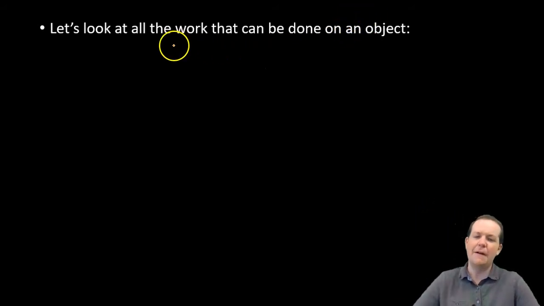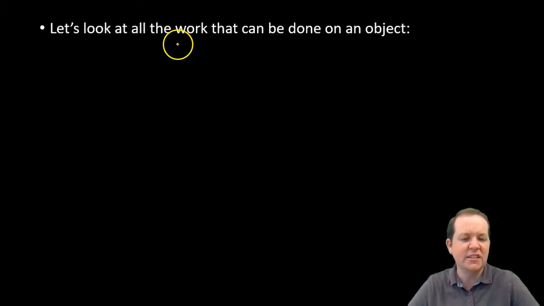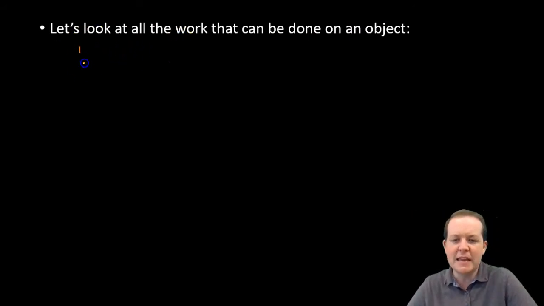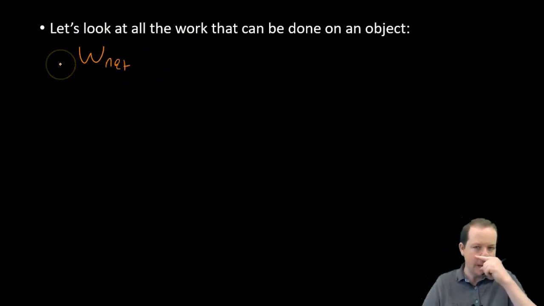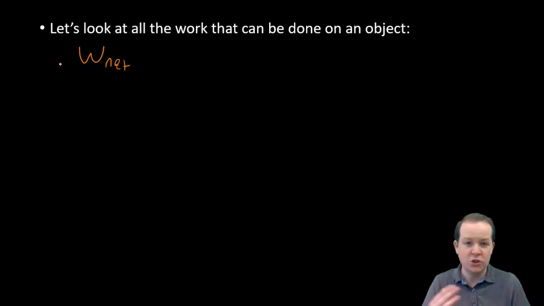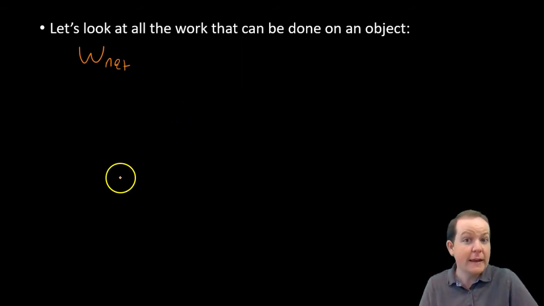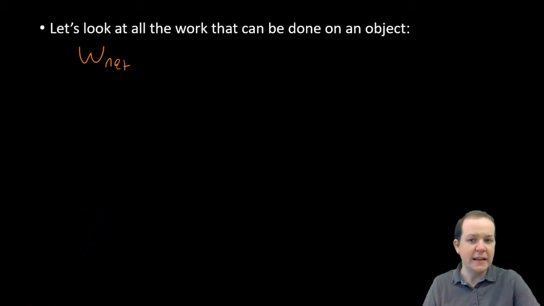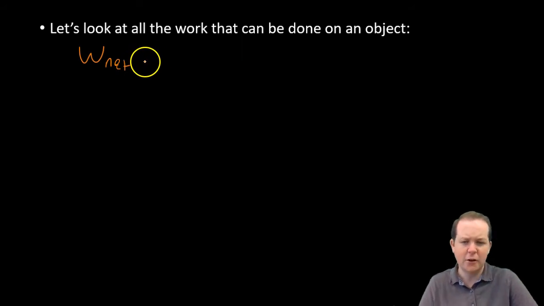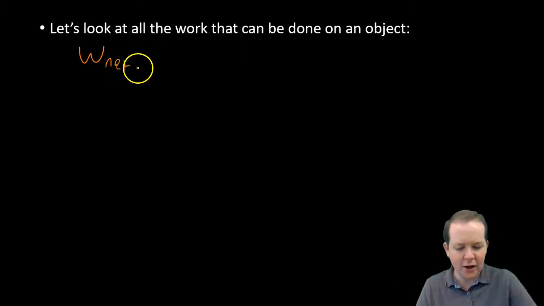Okay, so what does that mean? If I'm looking at all the work that can be done on an object, well, that must mean I'm looking at the net work, right? That's what all the work means. I'm looking at the net work done on an object. If there's one force doing work, it would just be that single force. If there were 20 forces doing work, it would be all 20, and I'd probably add them all up. So whatever it is, very generally, it's the net, it's the total. Just like looking at all the forces on an object, adding them, subtracting them, that's looking at the net force with the second law. Okay, so I'm going to look at the net work on an object.